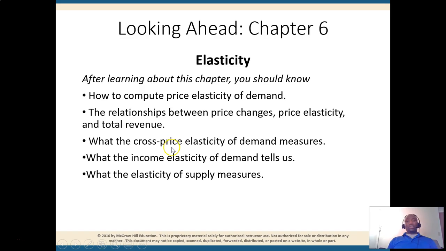The next chapter is elasticity. It's related to the consumer. It means how sensitive you are to the price. We're going to see the price elasticity of demand, cross price elasticity, income elasticity, and supply.